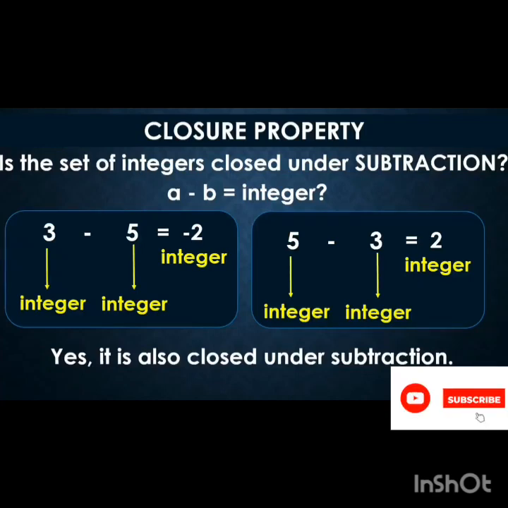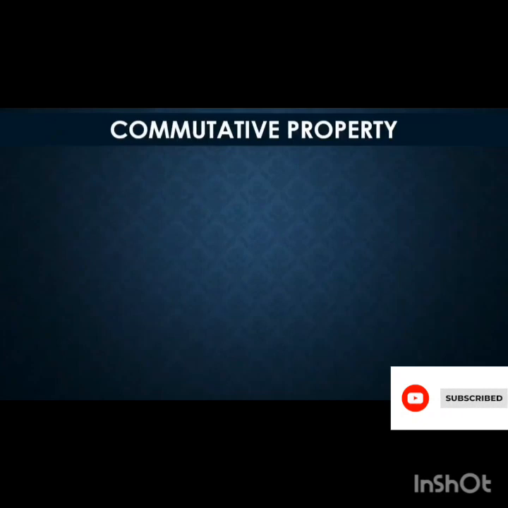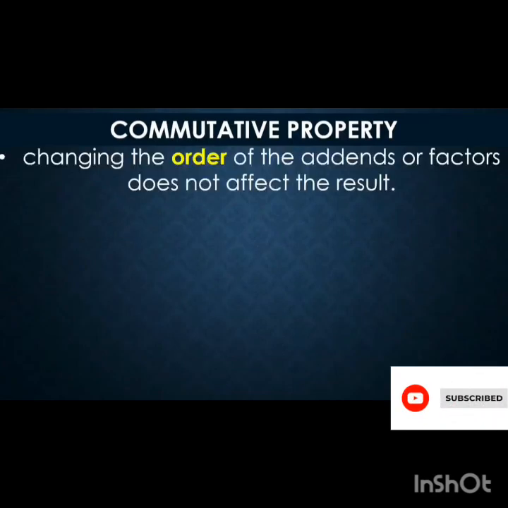Good student. The next one is the commutative property. Commutative property: changing the order of the addends or the factors does not affect the result.